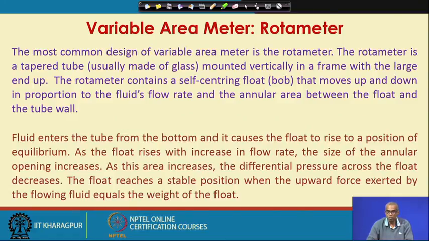The float reaches a stable position when the upward force exerted by the flowing fluid equals the weight of the float. So, the upward forces that are acting on the float are buoyancy force and the drag force, and the downward force that is acting on the float is the gravity force or weight of the float. So, the float will assume an equilibrium position when these forces balance each other. So, sum of buoyancy plus drag force will be equal to the gravity force at the equilibrium position of the float.